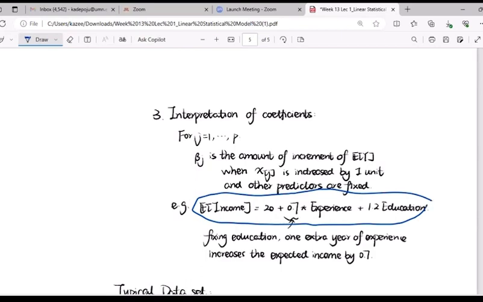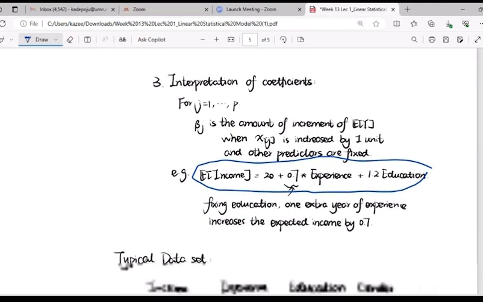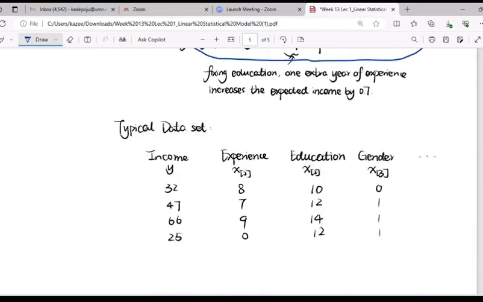Now, our typical data set is going to be that. Experience, education, gender. I want to look at their effect on income. We can build a model on this to see how experience, education, and gender can explain income on average. That's what we do in statistics, on average. Okay, but let me tell you this before I go.